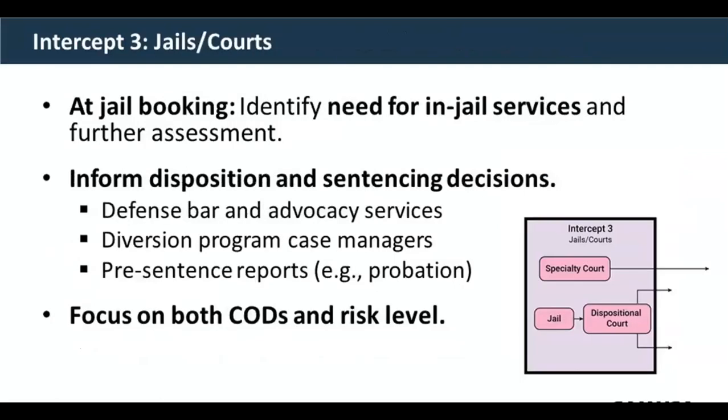In Intercept 3, it shouldn't be any surprise to us here that screening and assessment is imperative, especially as we start to look at diversion opportunities in Intercept 3 under dispositional courts or specialty courts. So what type of screening information can we gather that leads to further clinical assessment that might lead to a recommendation for this person being an appropriate candidate for something like a substance use court, a drug court, a mental health court, a veterans court, a DUI court, the list goes on. And how can we share that information in an appropriate way to make sure that we're not only getting the person connected to the right specialty court, but that they're getting access to the right level of care.